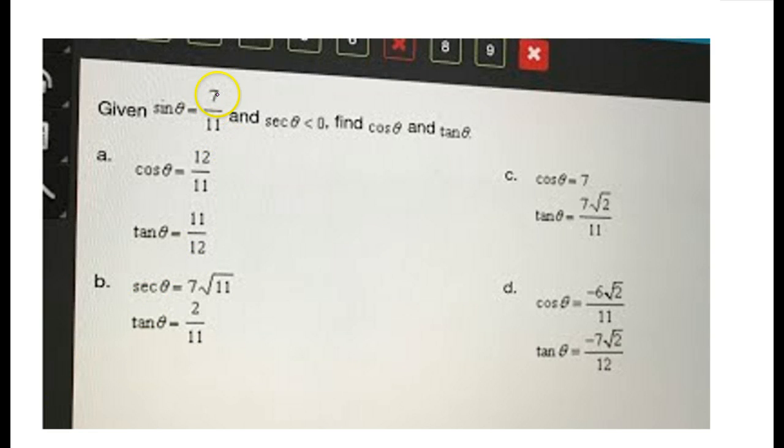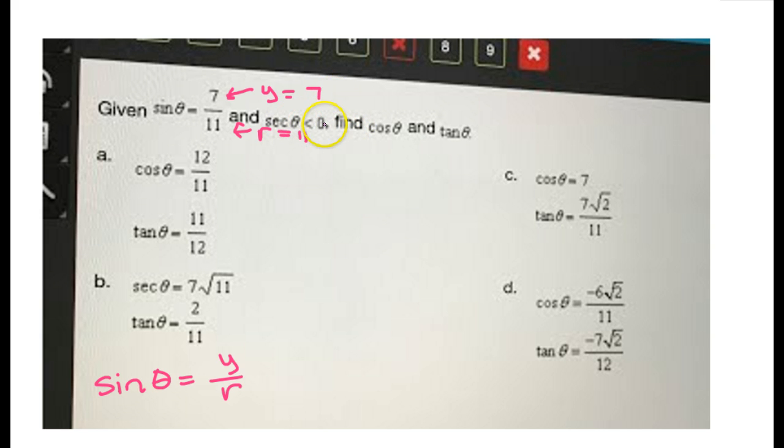Given sine theta equals 7 over 11 and secant theta is less than 0, find cosine and tangent. Okay, well, remember that sine theta is equal to y over r. So when they give us 7 over 11, that means that y is 7 and r is 11.